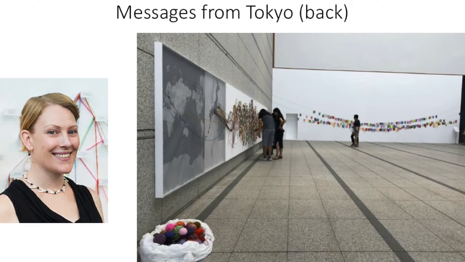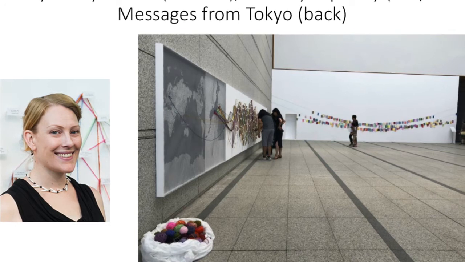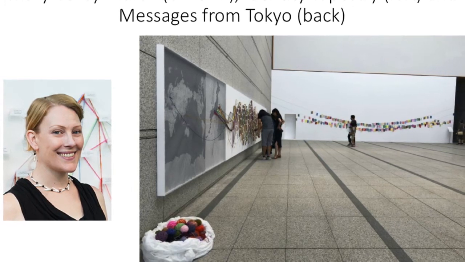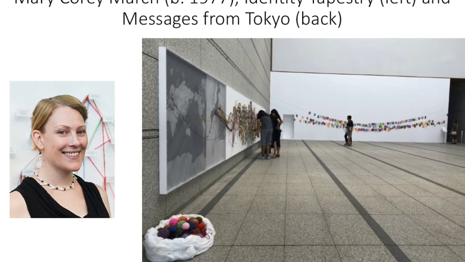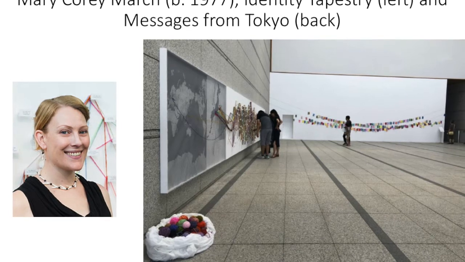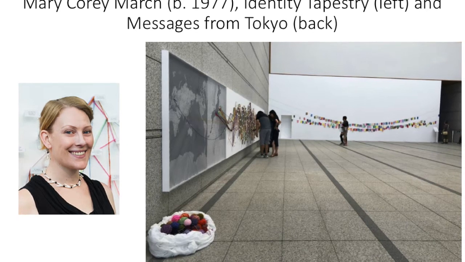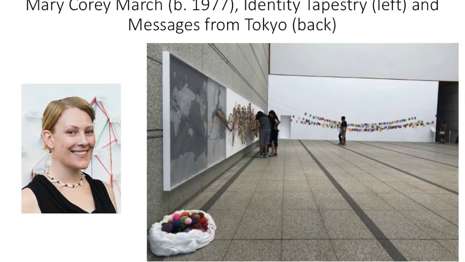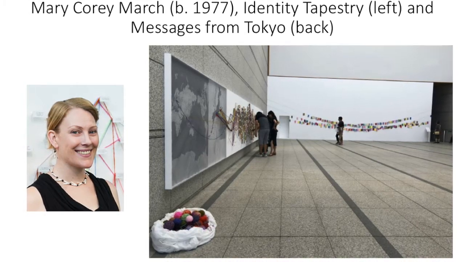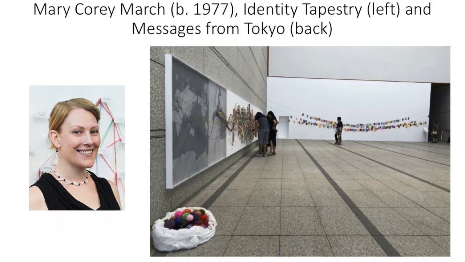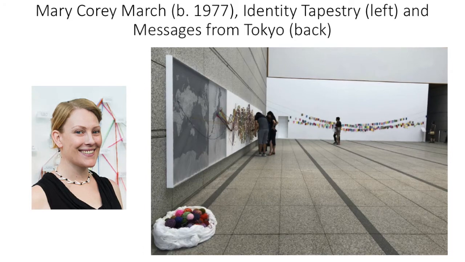Here are some examples by Mary Corey March. On the left is an identity tapestry. So what she does is she'll write certain statements up on a board, and everybody that views the piece is encouraged to get a piece of yarn and wrap it around each statement that they agree with. So by the end you have sort of like this web of yarn. And then the piece at the back part, these are called Messages from Tokyo. So people are encouraged to write a message on a little piece of paper and hang it up on the strings.